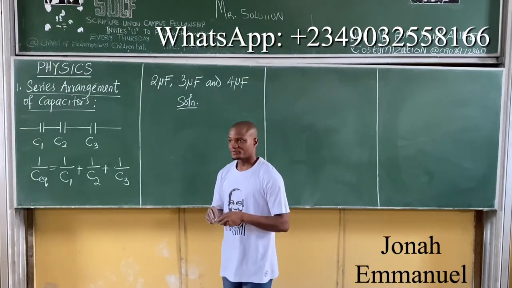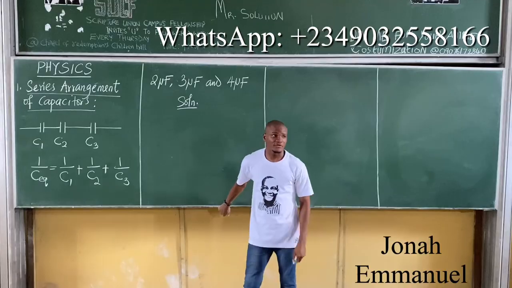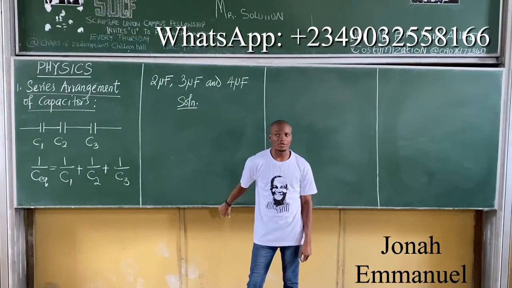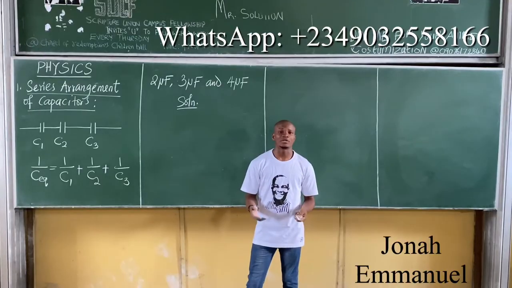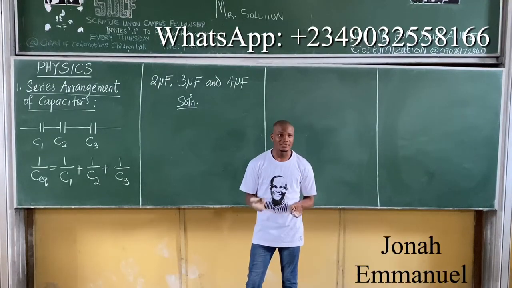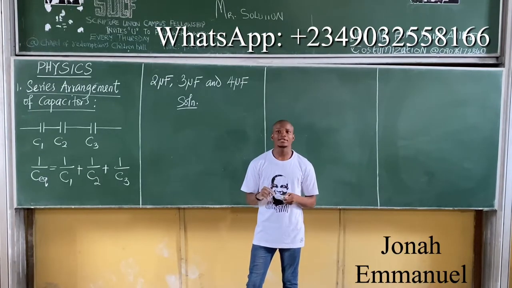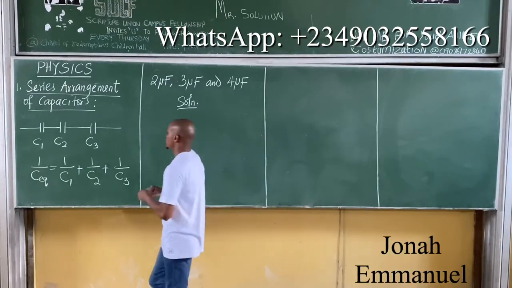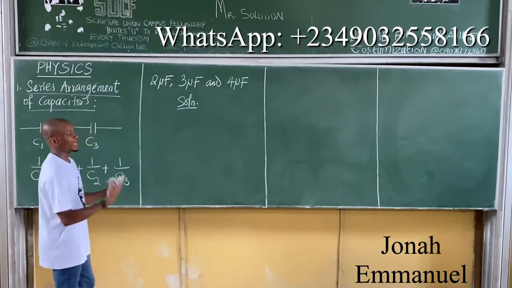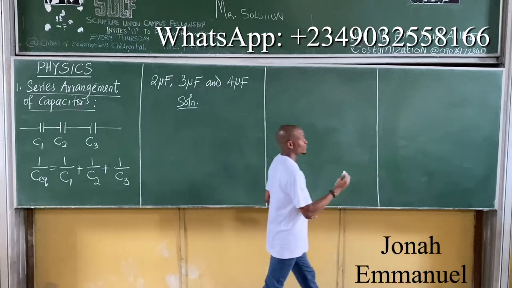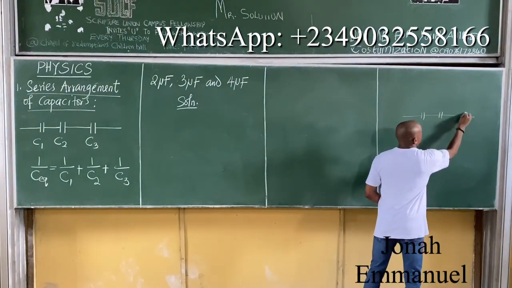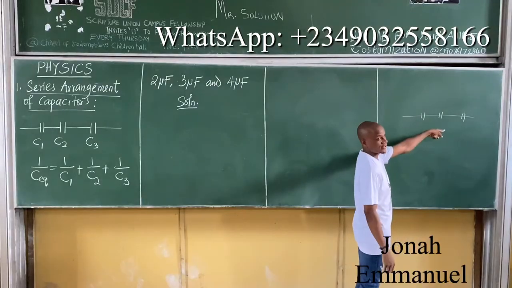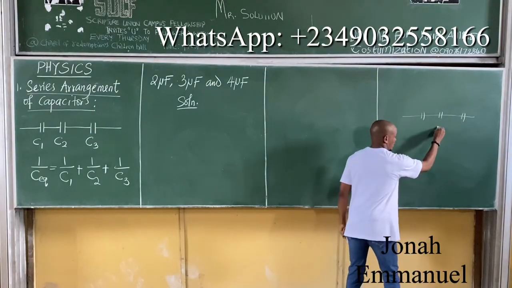Look at it. Obviously, for this one, they gave us three capacitors with these values. It said it's in series. If it's in series, that means they are side by side. Now listen. Series can be drawn any way. You can choose to use a straight line to represent them. I can draw it this way, 1, 2, 1, 2, 1, 2. Straight line, that's series.